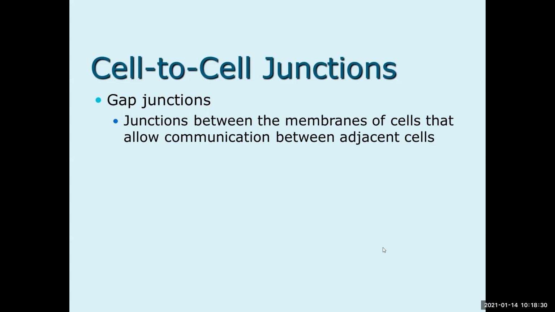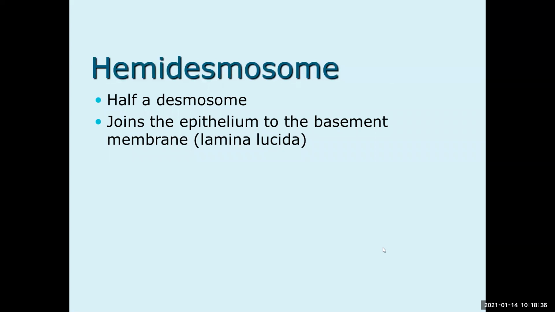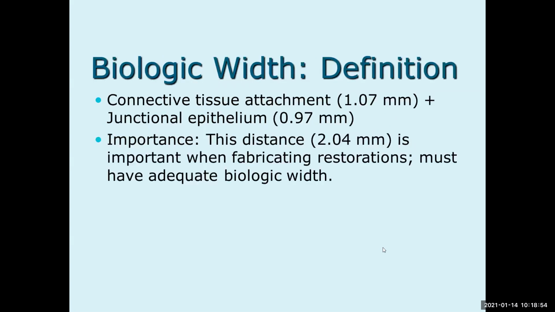Is that where like the hemidesmosomes are? Well, that's creating the space, but it's at that junctional epithelium. Okay, you've got that cell, a wider intercellular space at the junctional epithelium. A hemidesmosome is half a desmosome, and that joins the epithelium at the basement membrane, the lamina lucida. I will let you know if I have test questions on that. I try and stay away from them because I have rarely seen board questions with that type of information in the perio section.